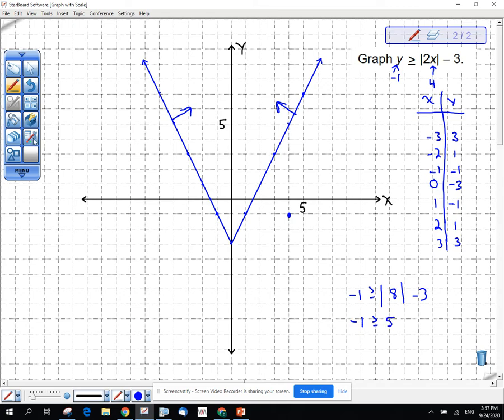No, it's not. And the reason that it's not is because I've already established that the solution set is in here. Any point that's outside of it is going to make the inequality not true. Let's use the good old origin again.